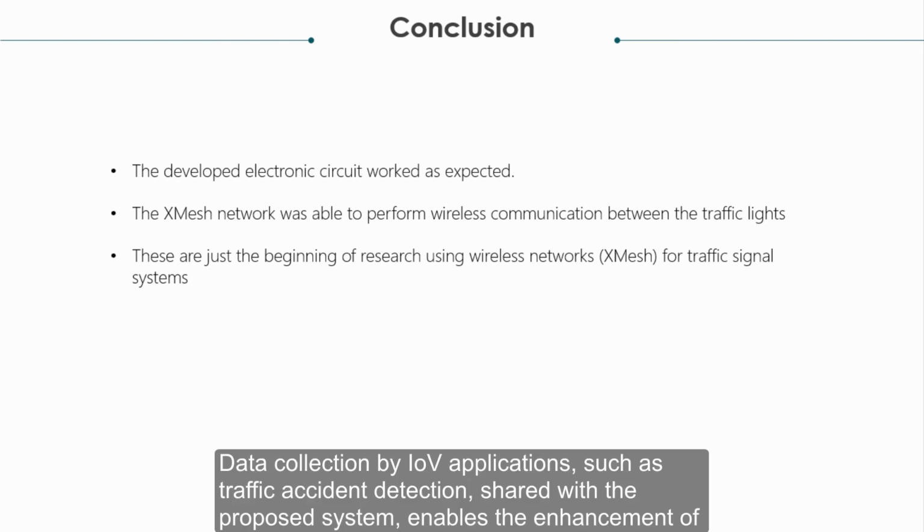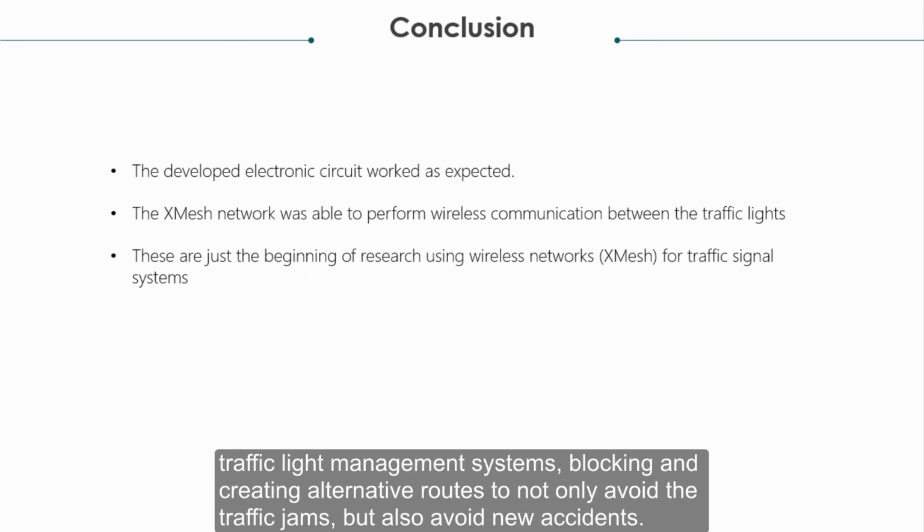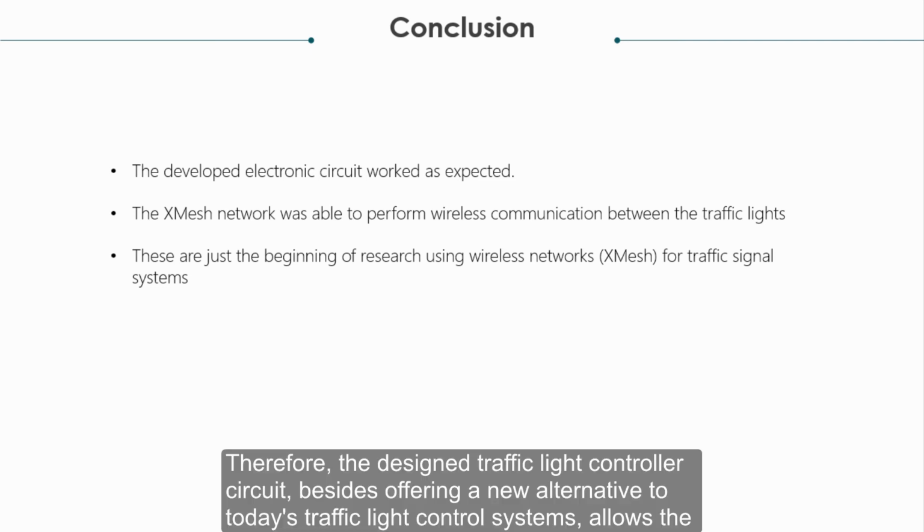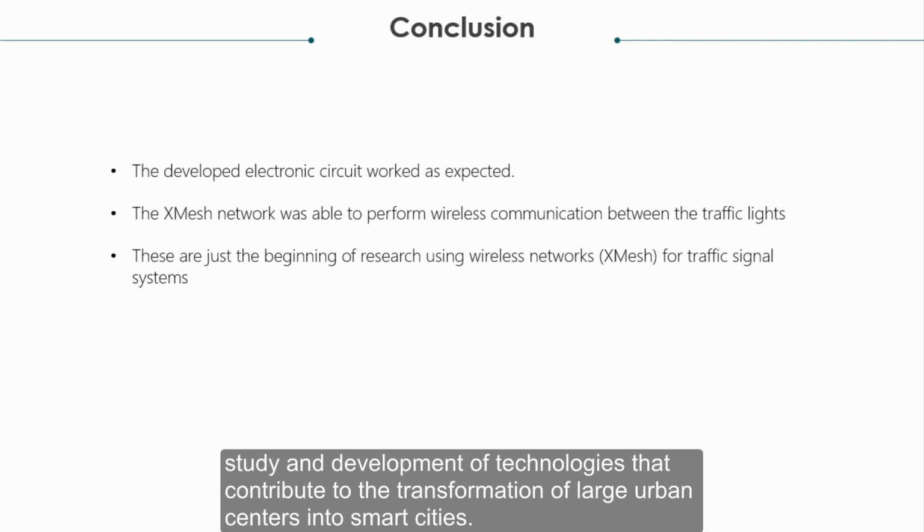Data collection by IoV applications, such as traffic accident detection, shared with the proposed system, enables the enhancement of the traffic light management system, blocking and creating alternative routes to not only avoid traffic jams, but also avoid new accidents. Therefore, the designed traffic light controller circuit, besides offering a new alternative to today's traffic light control systems, allows the study and development of technologies that contribute to the transformation of large urban centers into smart cities.